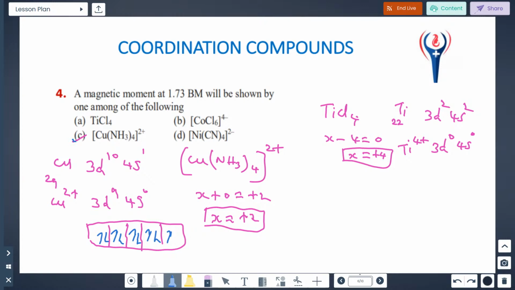Okay, so if you have 2 unpaired electrons, that means 2.82. 3 unpaired electrons means 3.86 we are getting. Okay, likewise going on. Next one.